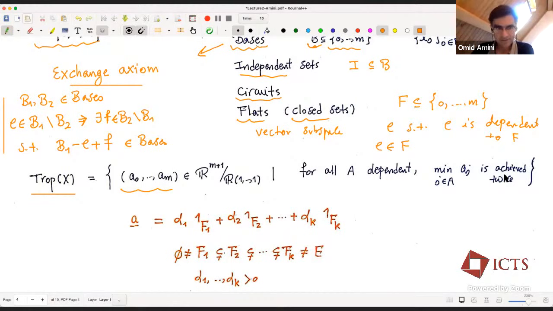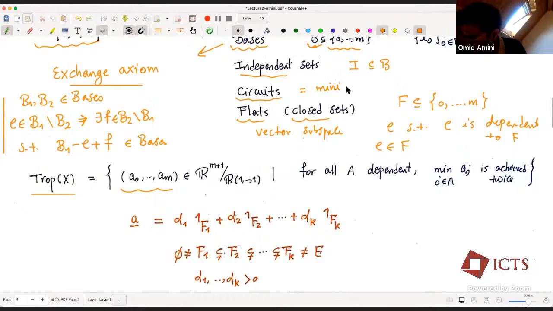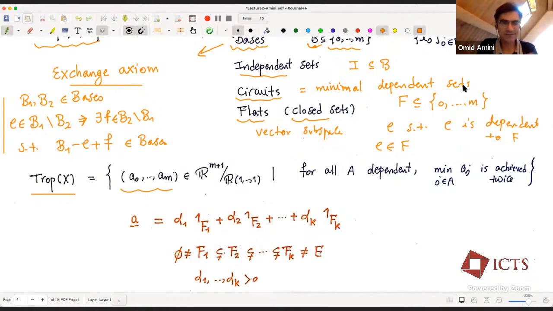Hello, is there a question? Can you define circuits? So a circuit is a minimal dependent set, minimal with respect to inclusion. If you take a subset of 0 to n, first of all you ask this to be dependent, not independent. And you ask this to be minimal with respect to this property. It means that every time you remove one of the elements of this set, you get something independent.